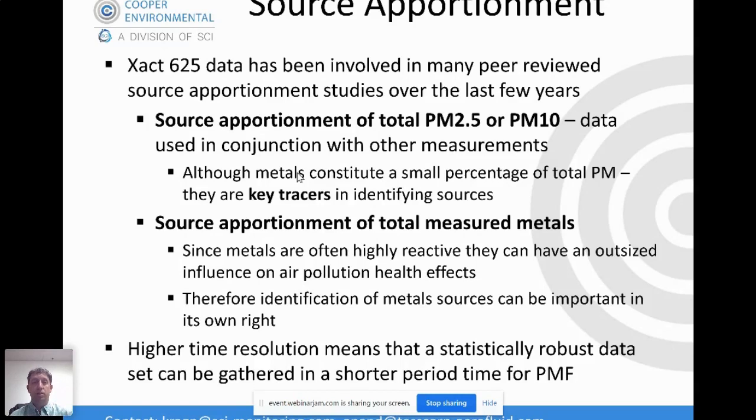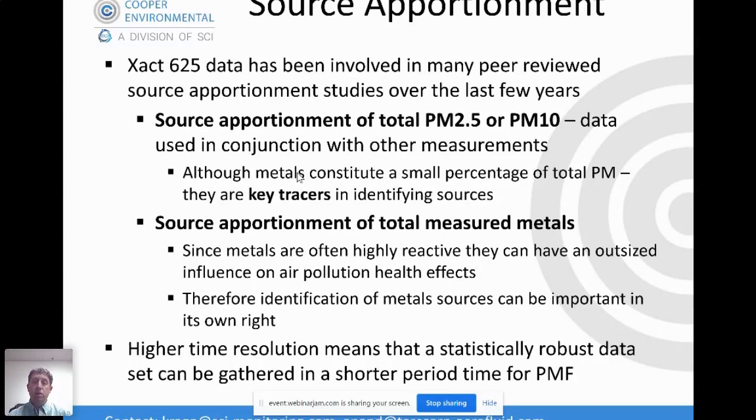In those kinds of cases, the Xact data is being used in conjunction with other measurements, obviously a measurement of total PM 2.5 or total PM 10 mass, but also other instrument data, maybe data from an OCEC monitor, organic and elemental carbon, maybe data from an ion instrument that's measuring secondary aerosols like sulfates and nitrates. It may also be used in conjunction with something that measures organics, so that you can get some source apportionment based on that.